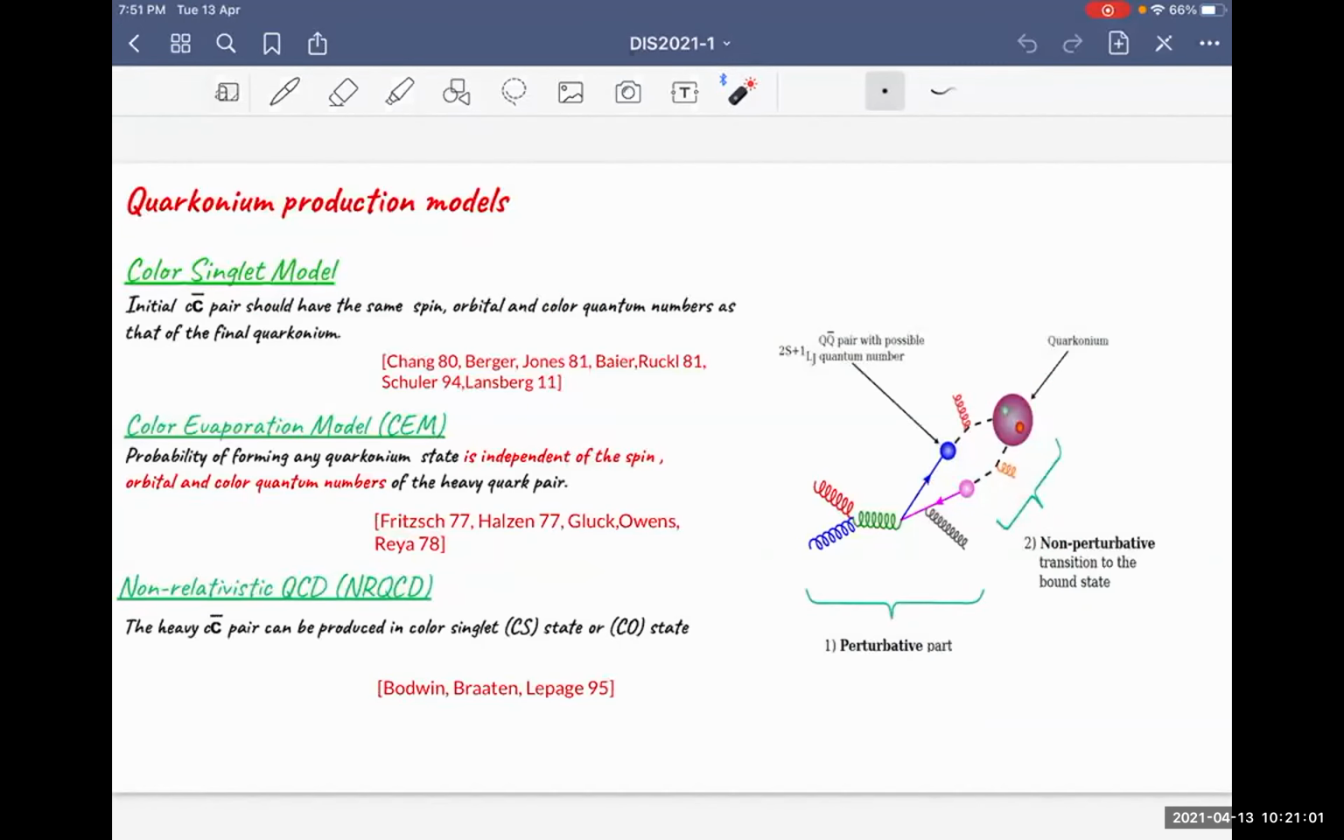So in the literature, we have three theoretical models where this quarkonium production is defined: the color singlet model, the color evaporation model, and the non-relativistic QCD model. In all these models, there is a two-step process. One is the formation of the QQ bar pair with certain quantum numbers that could be calculated with perturbative QCD. And second is the hadronization, where this QQ bar pair hadronizes and forms the final quarkonium, like the J/psi, and that part is non-perturbative.